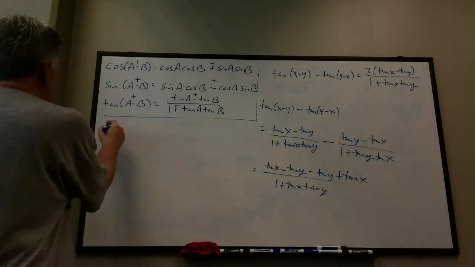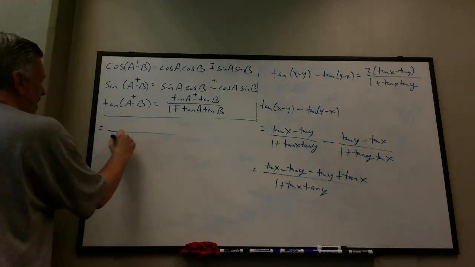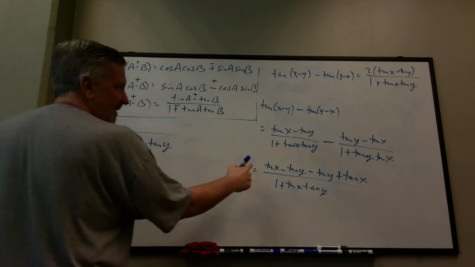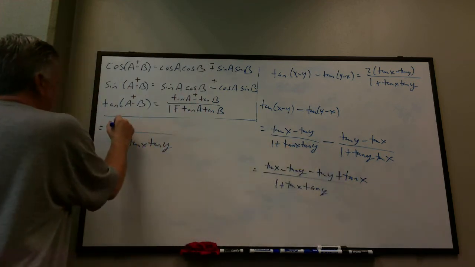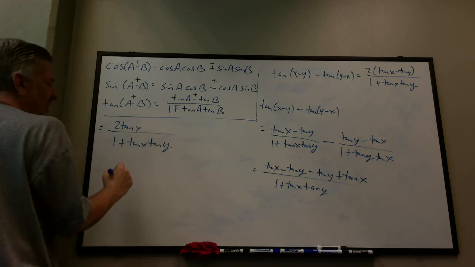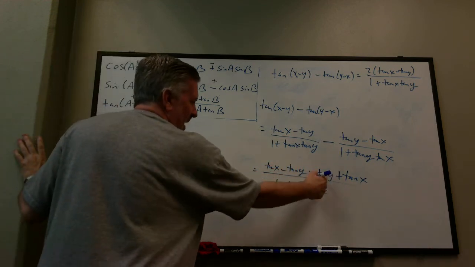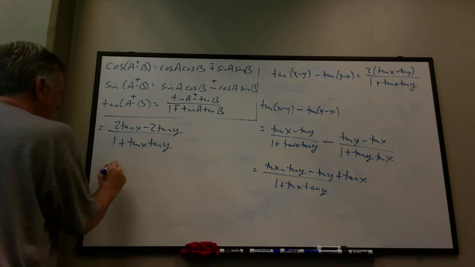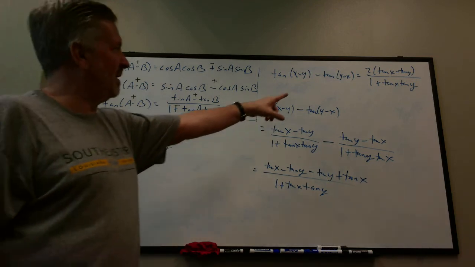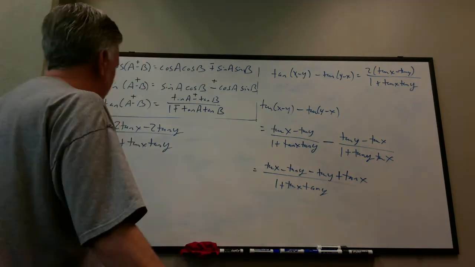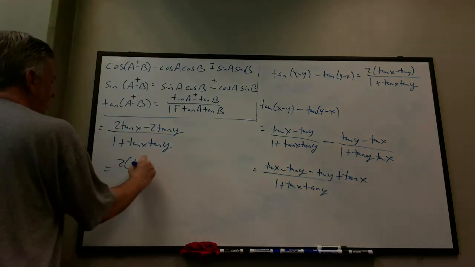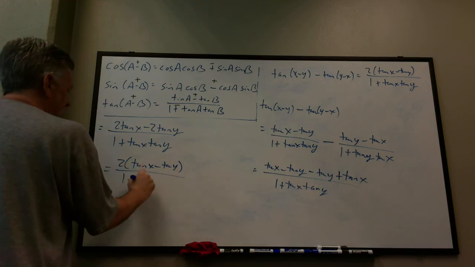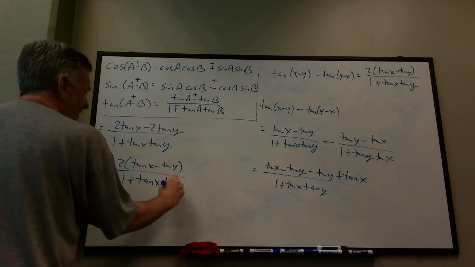Okay, so I'm going to continue over here. So I have 1 plus tangent x tangent y in the denominator. Notice I have a tangent x plus a tangent x, that's 2 tangent x. I have a negative tan y minus tan y, that's negative 2 tangent y. And we're basically done. To make it match the other side, all we have to do is factor a 2 out of the numerator, and we are done. It's a lot of writing, but it wasn't a very hard problem.